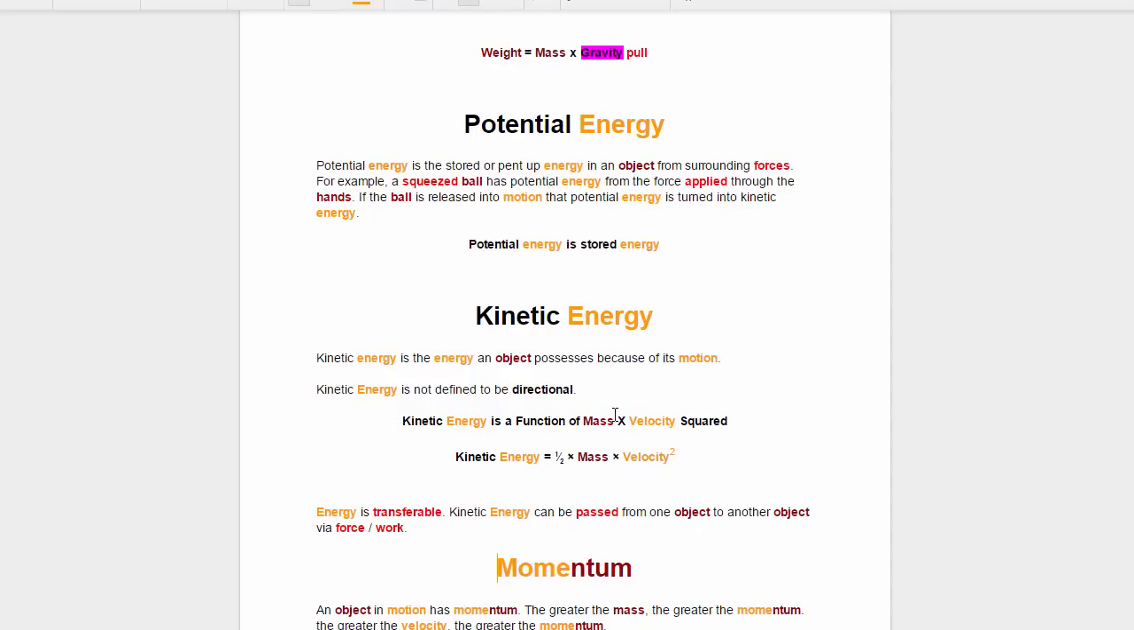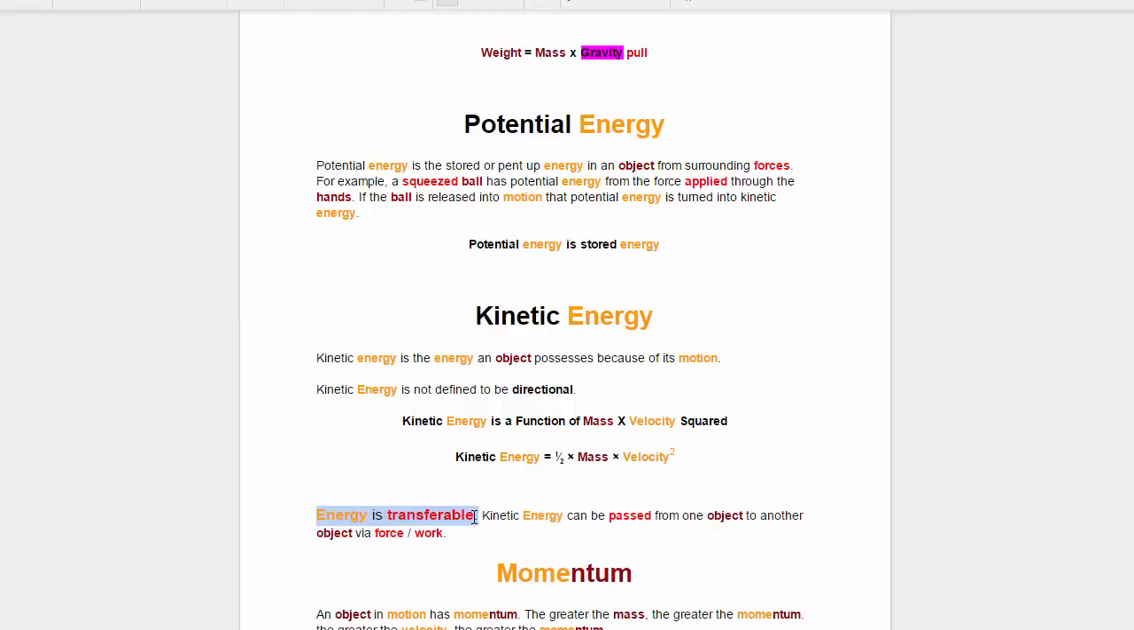So anytime an object is moving, it has kinetic energy, and how much kinetic energy it has depends on how fast it's moving and its mass. So the faster an object is moving, the more kinetic energy it has. The more mass it has, the more kinetic energy it has. Really, really important, energy is transferable. So momentum is transferable as well, which is the next thing.